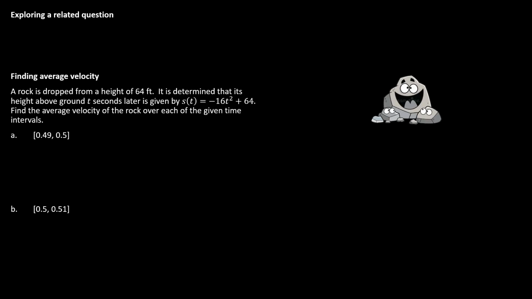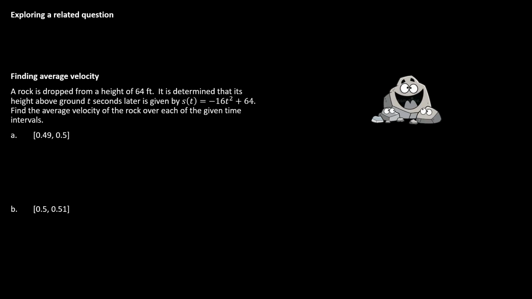Now, velocity is the change in distance over some change in time. Our distance is the height of the rock above the ground. So we're looking at the rate of change for the height of the rock. That's exactly what average velocity is calculating here. We're given a couple of time intervals, and we're asked to calculate the average velocity over each interval.